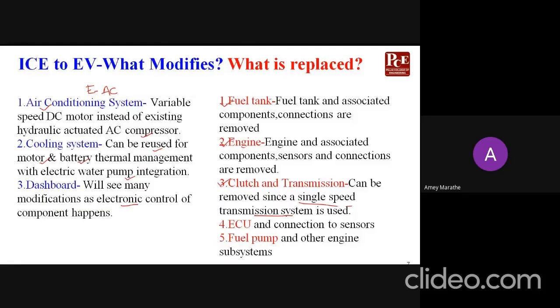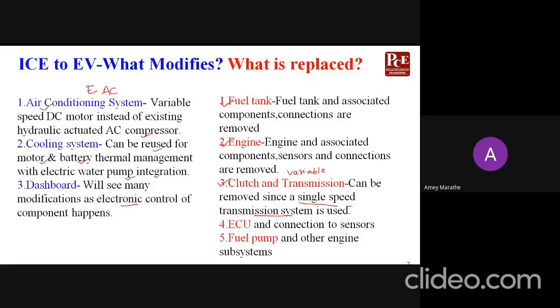In an IC engine, you all will agree that we require variable gearing, right? So we have 1, 2, 3, 4, 5 gears, but in terms of EV we require only a single speed transmission. We don't require a variable speed transmission, and that is why the clutch and transmission can be replaced. I'm saying can. We will come back when we see the layouts. We will understand whether they can be there or they can be replaced.